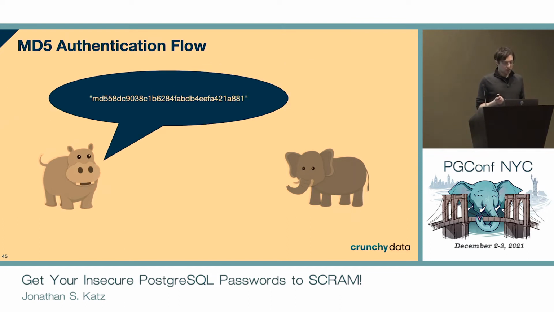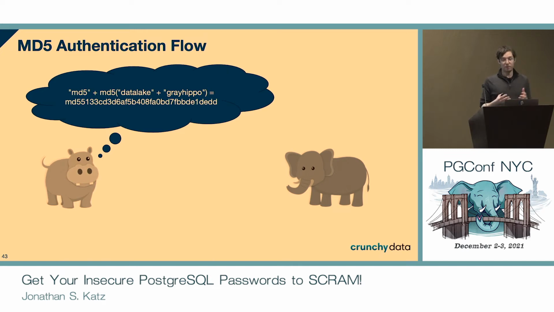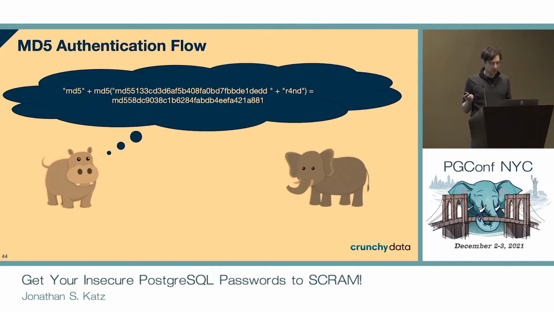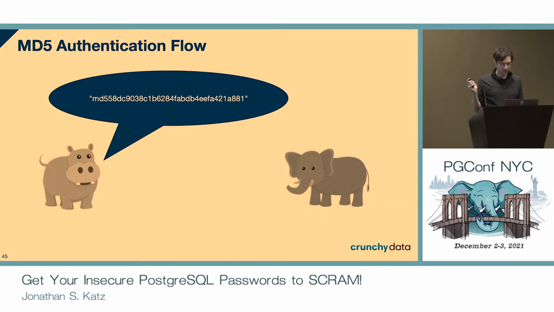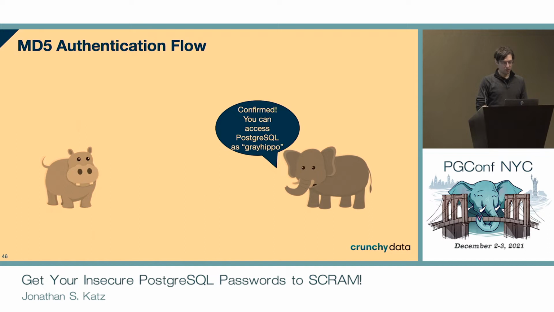Now, why does this work? Keep in mind, if you have a valid password, Postgres has that original MD5 hash stored, so all Postgres has to do is essentially calculate that and see if it matches what's being sent over by the client. And if it does, Postgres says, confirmed, you are definitely Gray Hippo, you can get in.